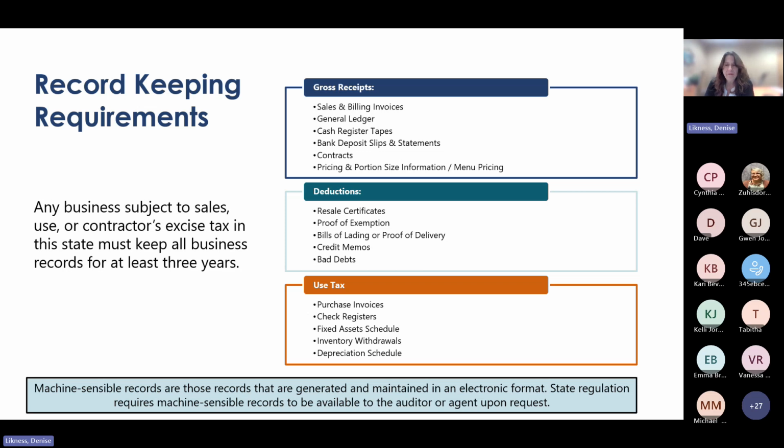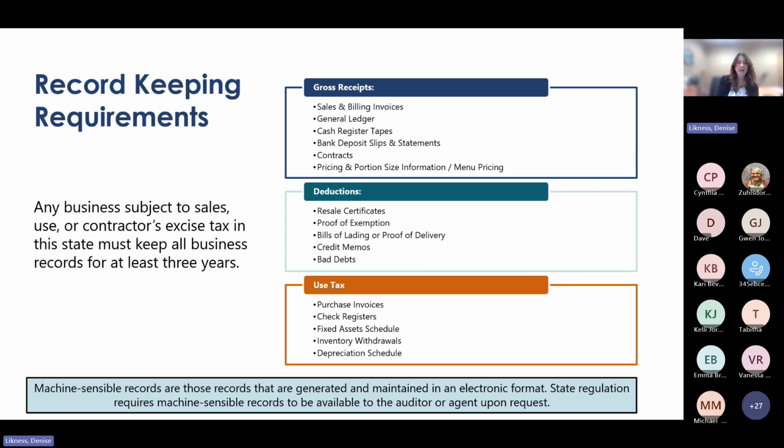I do know that federally they want you to keep things for longer than that, so that's kind of your choice. It's 7 years, I believe, for the IRS, but it's 3 years for the state. Keep in mind, if you are audited or reviewed, these are some of the things that we will ask to see.